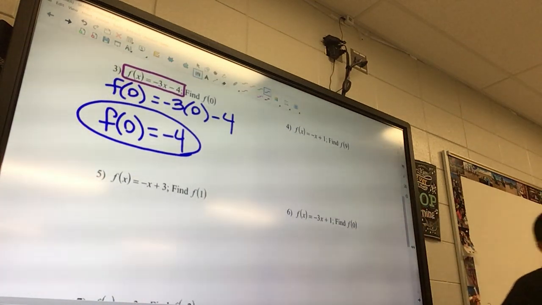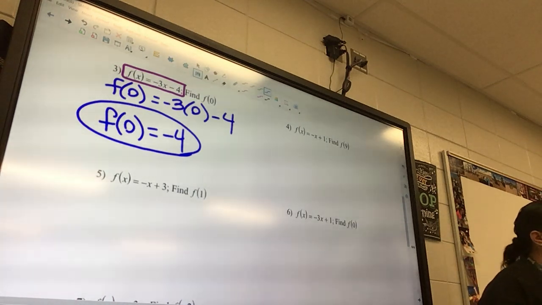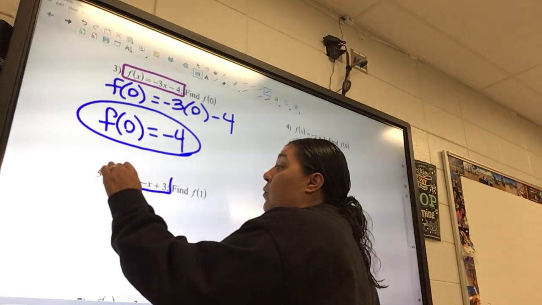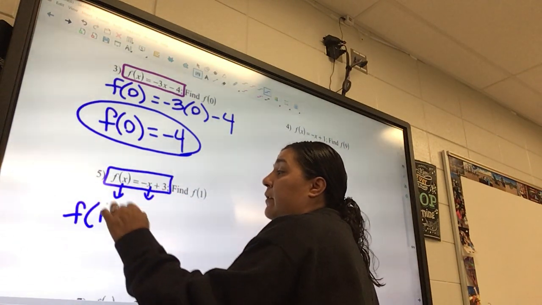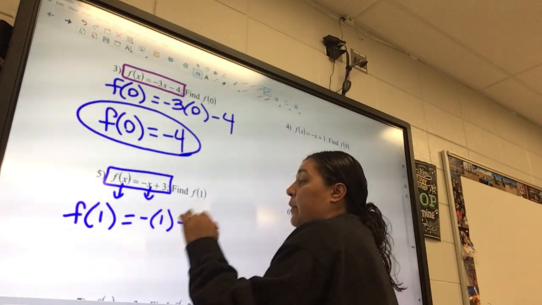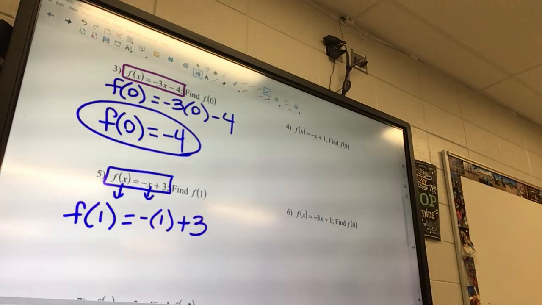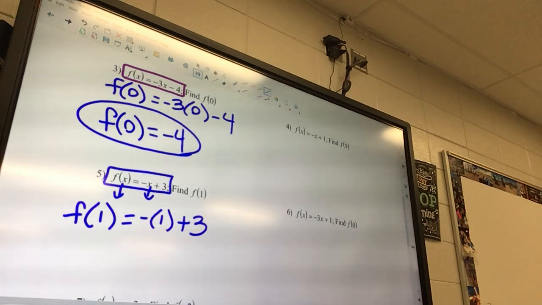Okay, 5. What are we plugging in? 1. Everywhere there's an x, we're plugging in a 1. So right here and right here. So it's going to look like f of 1 equals negative parenthesis 1 plus 3. The one mistake people make is not using parentheses. Every time you're putting the 1 or the 0 or whatever, you have to put parentheses. The calculator does not know how to distinguish between the two.